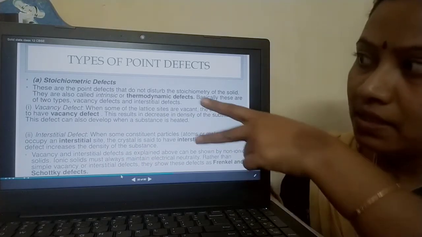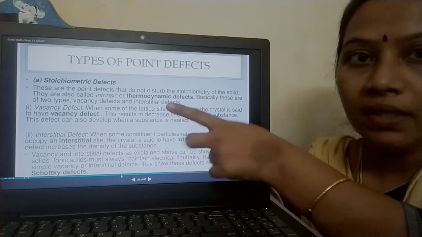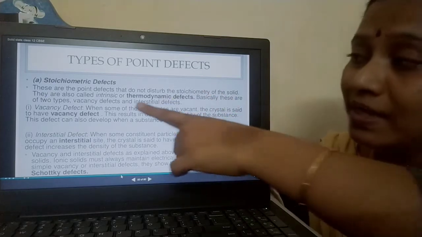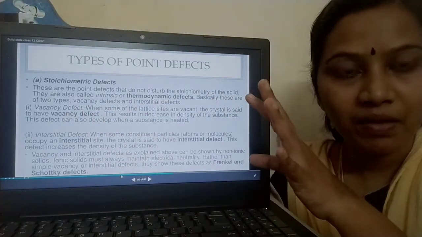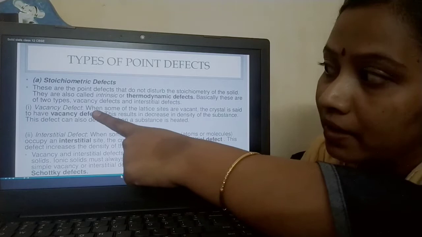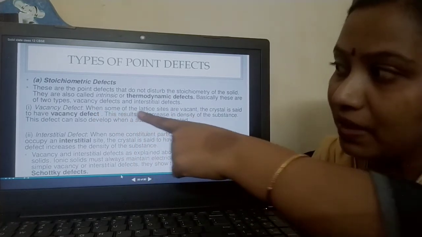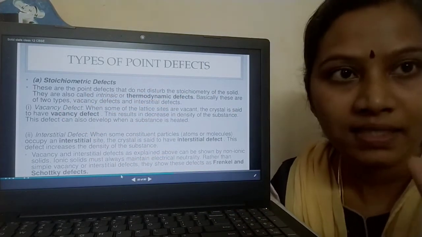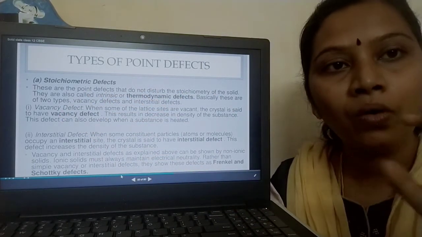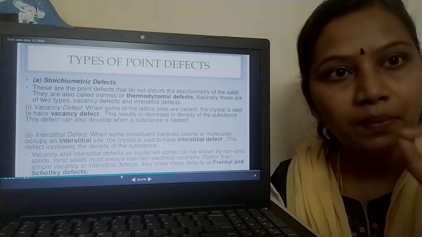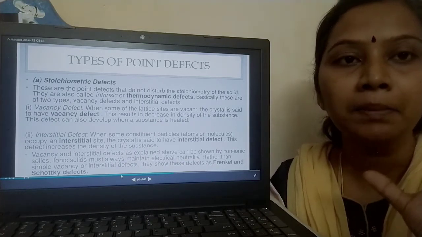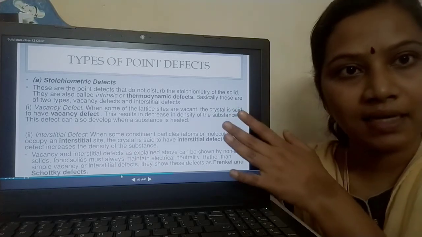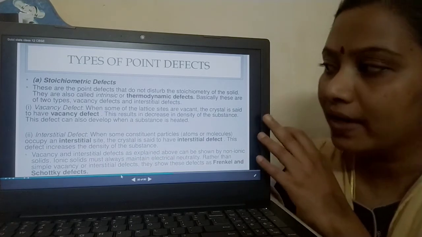Now, stoichiometric defect is classified into two, vacancy defect and interstitial defect. What is vacancy defect? The name itself tells me there should be some vacant sites. When some of the lattice sites are vacant, the crystal is said to have a vacancy defect. Not all the points in the crystal lattice are completely filled, but instead there are some vacant points in the crystal lattice, and this defect is called vacancy defect.